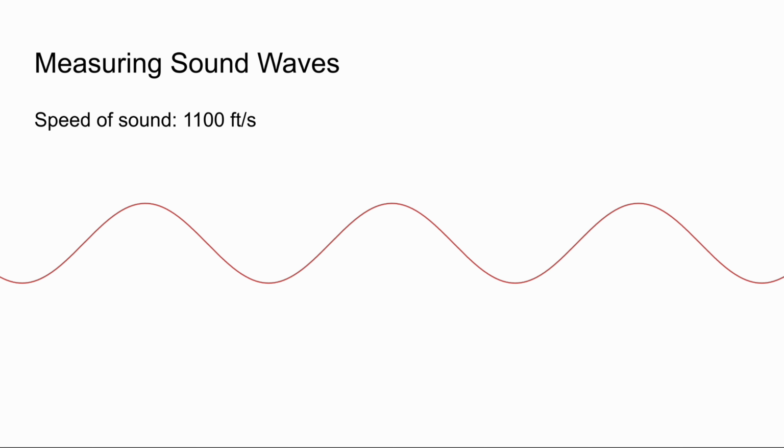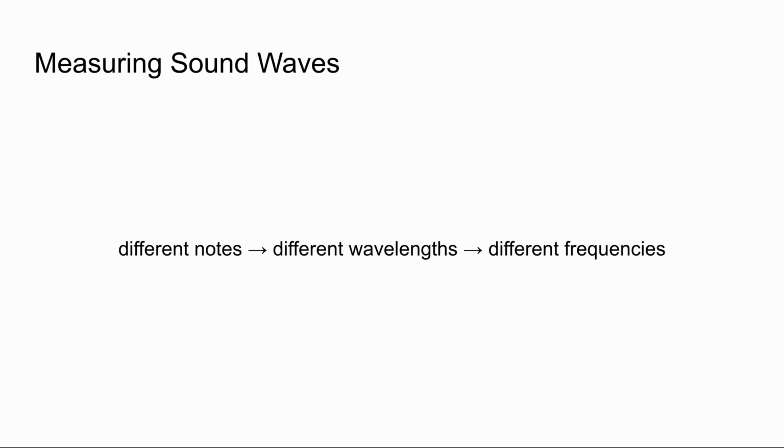Now, when you hear multiple notes, they're all coming at you at the same speed, about 1100 feet per second. So how can you distinguish between different notes? It's because they have different wavelengths and thus different frequencies. Let's go over what these two terms mean.